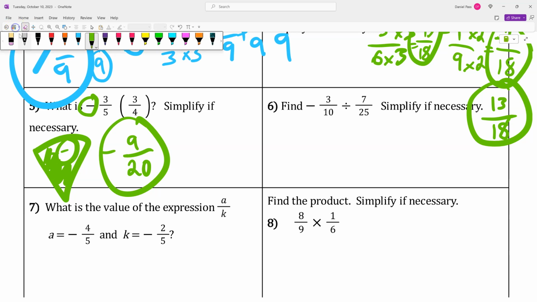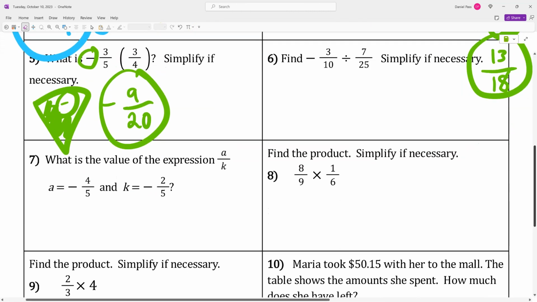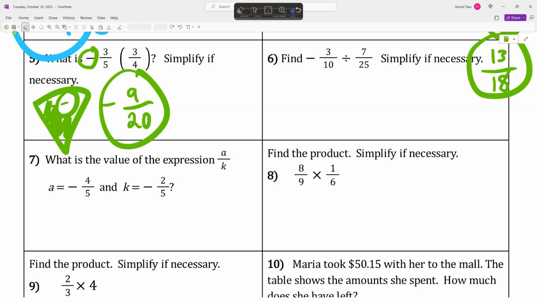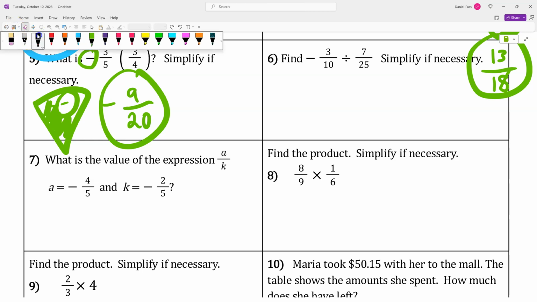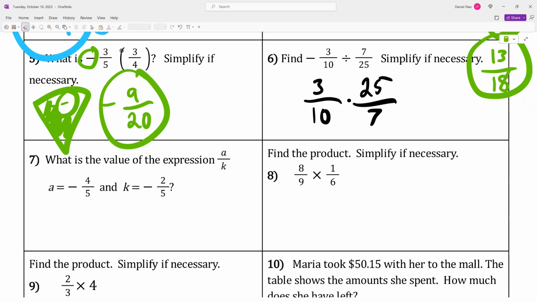Alright. How do we do this, Chaos? Okay, so the first thing we want to do is the keep change flip. Alrighty, so we would keep 3/10, and then we would change the division sign to multiplication, and then we would flip 25/7 to 7/25. Right. And now don't forget positive and negative on your Dorito Man. So this answer is going to be negative.